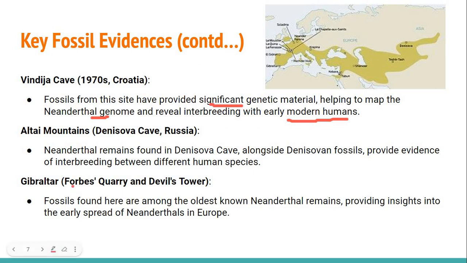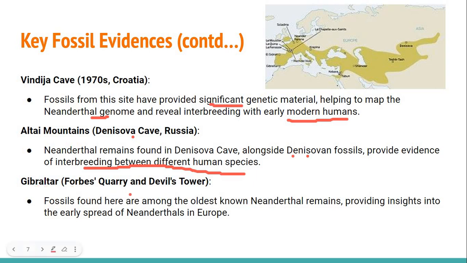Then came the famous fossil from the Altai Mountains, from Denisova Cave. Here in Denisova Cave a Denisovan fossil was found, and it also provides evidence of interbreeding between different human species. So this is an important find.